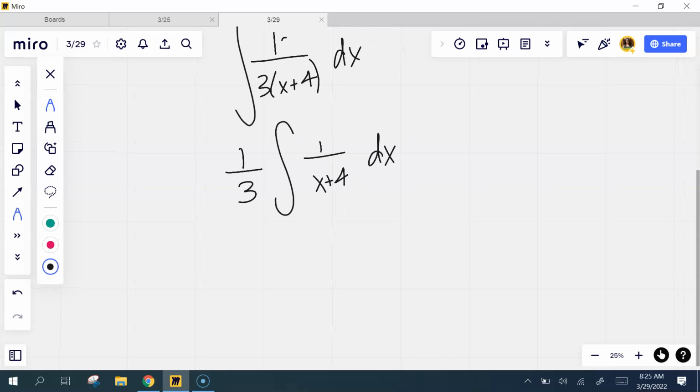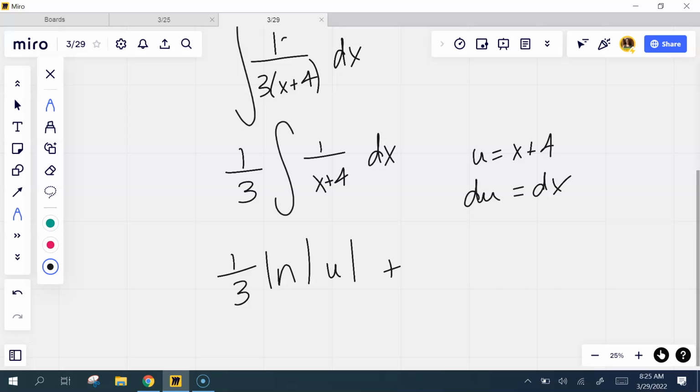And then, of course, u would be x plus 4. If you even need to do the u substitution here, most of you can probably see that without doing it at this point. So the integral of 1 over u is, of course, the natural log of the absolute value of u plus c, and u is x plus 4, so it was B.